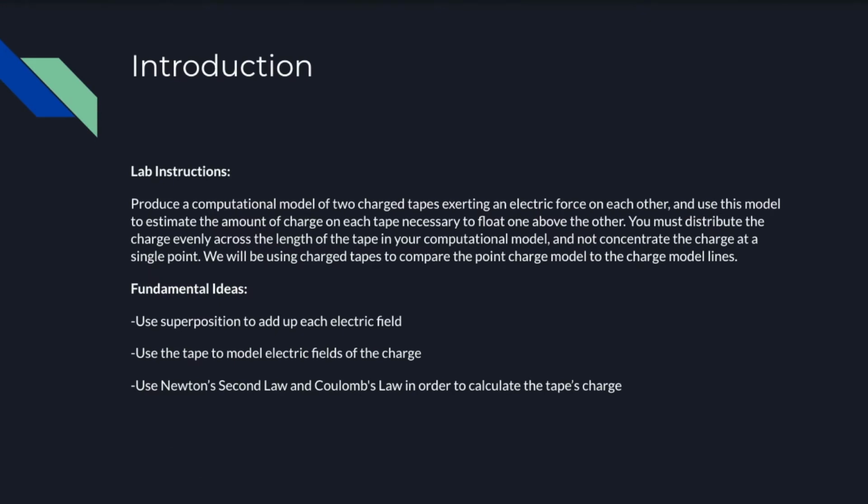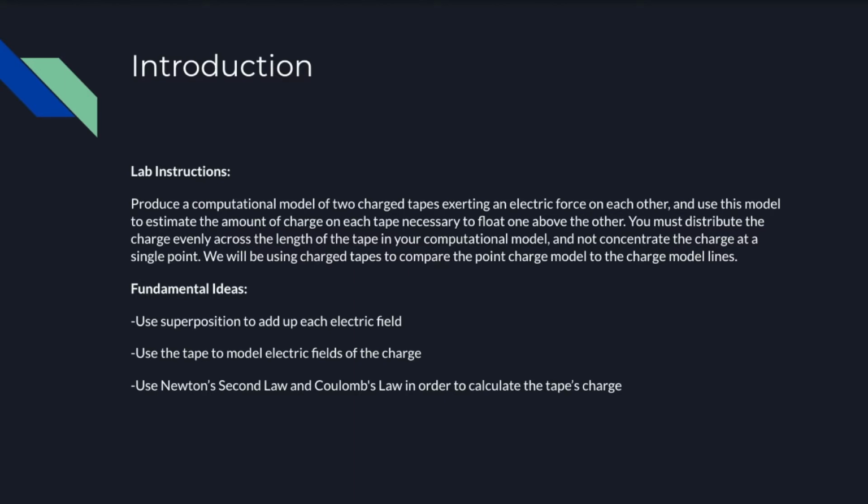So just some introductions. We're going to produce a computational model of two charge tapes exerting an electric force on each other and use this model to estimate the amount of charge on each tape necessary to float one above the other. So I need to distribute the charge evenly across the length of the tape in the computational model and not concentrate the charge at a single point. We're going to be using charge tapes to compare the point charge model to the line charge model.